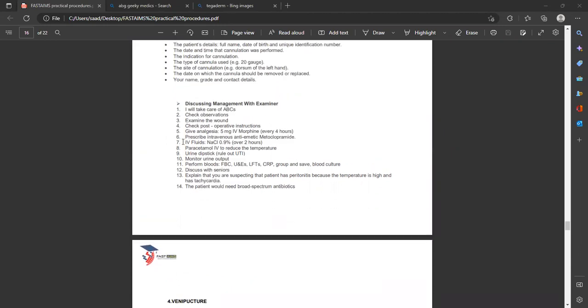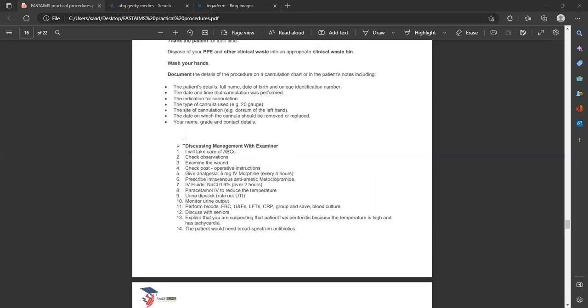You need to explain all this in your own words to the examiner in the last 2 minutes, like how I'm going to take care of this patient. And remember one thing, he has already been admitted to the ward. There's no need to verbalize again that I am going to admit the patient. That's how you perform this IV cannulation.